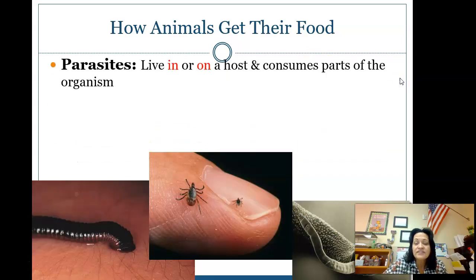There's also parasites. Parasites live in or on a host and consume part of an organism.